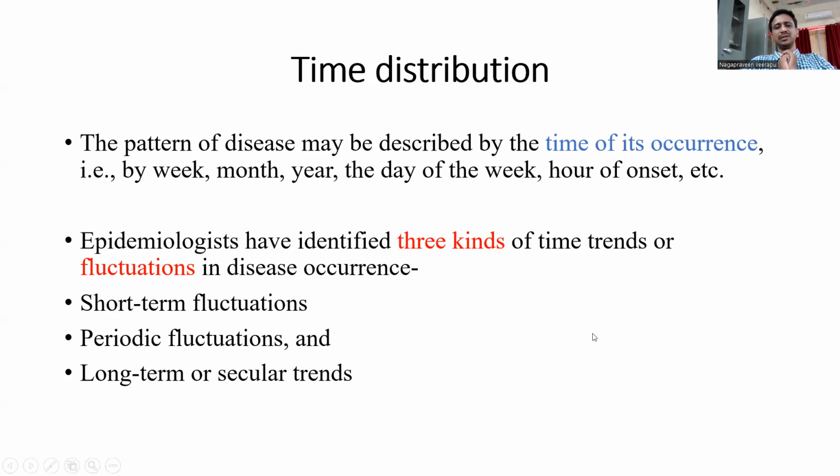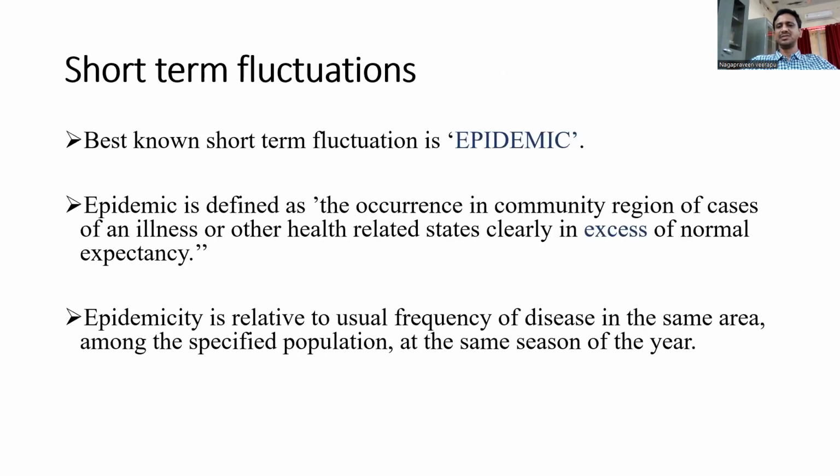Short-term fluctuations occur within a short period, like epidemics. Periodic fluctuations take some period of time. Long-term or secular trends take many years to describe. First, you will see short-term fluctuation; the best-known short-term fluctuation is the epidemic. An epidemic is defined as the occurrence in a community or region of cases of an illness or health-related states clearly in excess of normal expectancy. We expect a certain number of cases, but it is more than that.